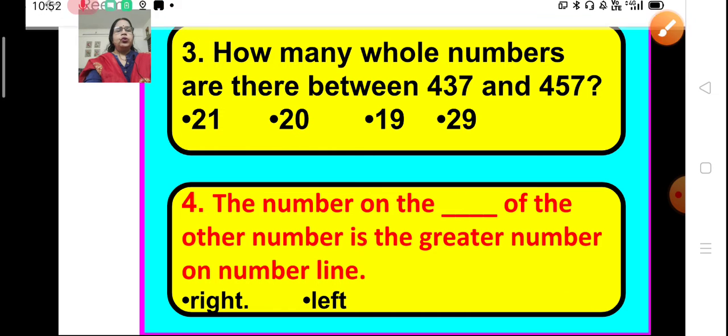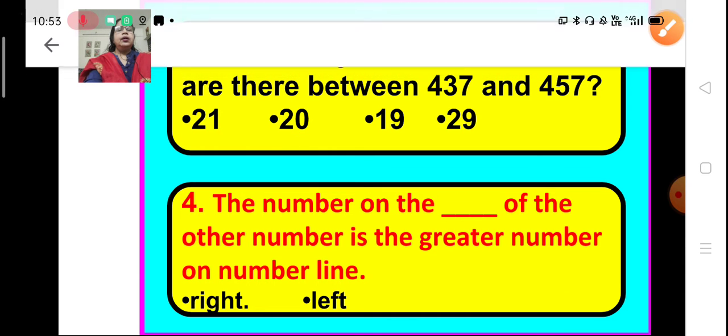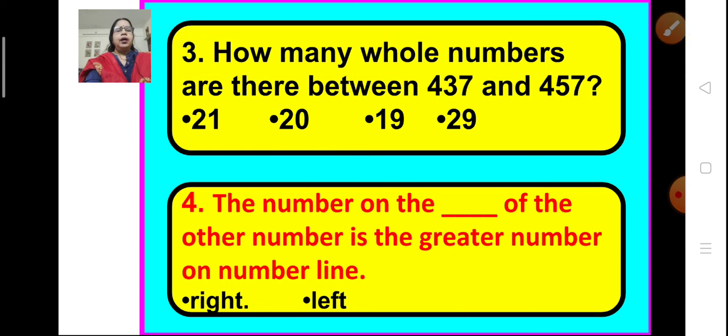Now, question 4. The number on the dash of the other number is the greater number on the number line. So, we have just discussed which direction we have to go to get the greater number on the number line. We have to move towards the right.